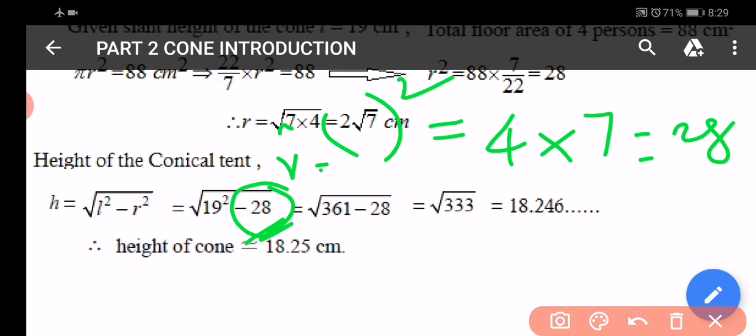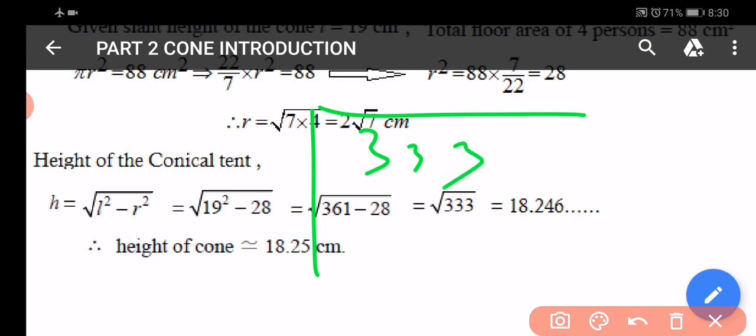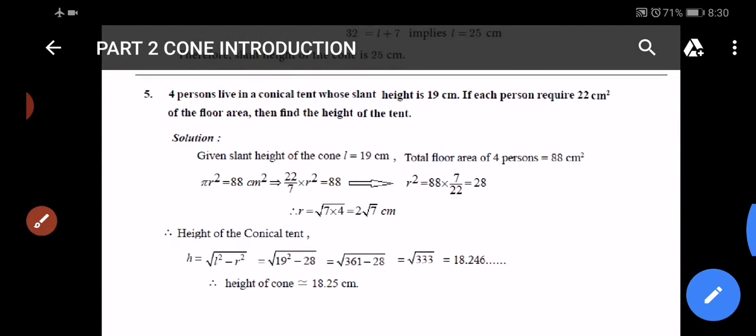L squared is 19 squared, so we simplify: square root of 333. In 8th standard we learned to find the square root. Taking the square root of 333, we get the answer 18.246 and so on. Taking two decimal places, the height of the cone is approximately 18.25 centimeter. So this is a simple sum, but the radius is an irrational number and the height is also a fraction, so the calculation is very difficult. So take note of the importance of this sum.